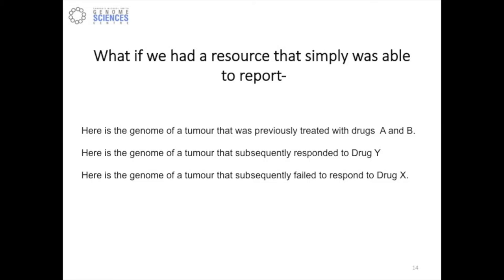In the data sharing that I'm going to come back to later, what would be phenomenal is if we can give out genomic data and say, here is the genome of a tumor that was previously treated with drugs A and B. That's going to be key, because these tumors evolve into types of disease that have never typically been seen on this planet before. We want to know the genotype of a tumor that responds to drug Y. And again, we want to know the genotypes of tumors that respond or fail to respond to drug X, for instance. And of course, it's numbers that are going to be important in our ability to interpret any of that.